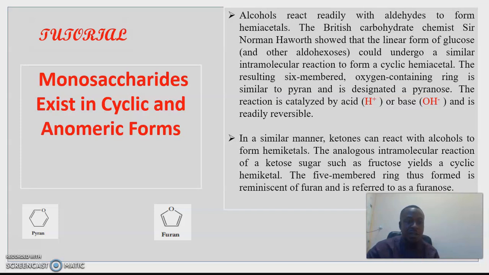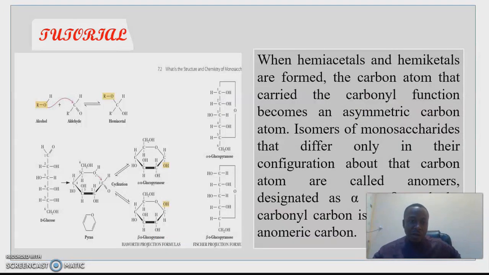Now let's look at the cyclic nature of monosaccharides. Alcohols react readily with aldehydes to form hemiacetals, and they can also react with ketones to form hemiketals. Usually when they react, they form a 6-member ring, a pyran ring, which is referred to as pyranose, while if they form a 5-member ring, it is called a furanose. Usually they form this structure in acidic or basic solution.